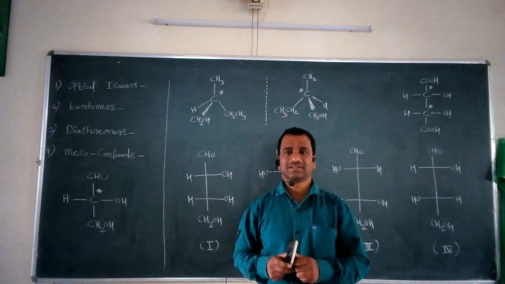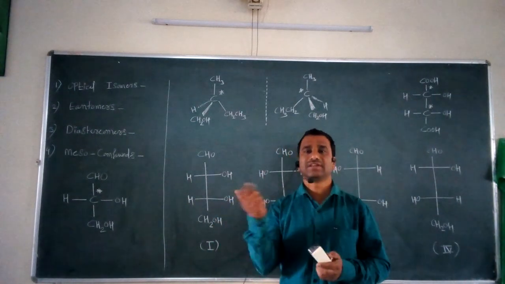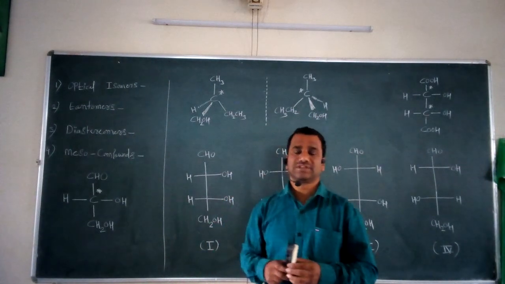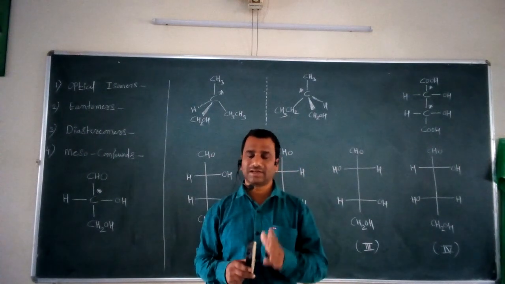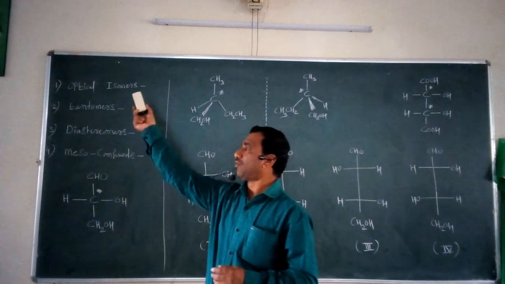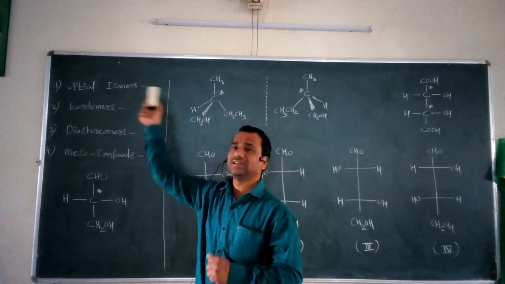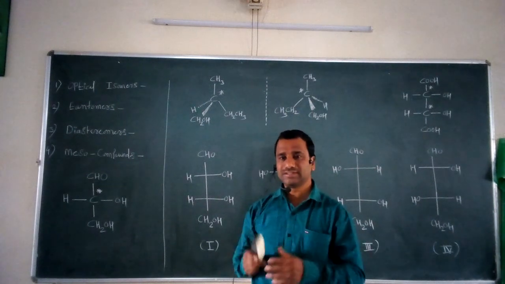In the last lecture, we stopped at one important point, that is the chiral center or asymmetric carbon atom. We know very well that those compounds which consist of a chiral center or asymmetric carbon atom are called optically active compounds, and such compounds show different types of optical isomers. So before that, what is meant by this chiral center? It is very simple.